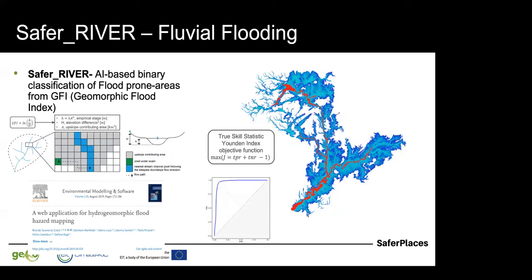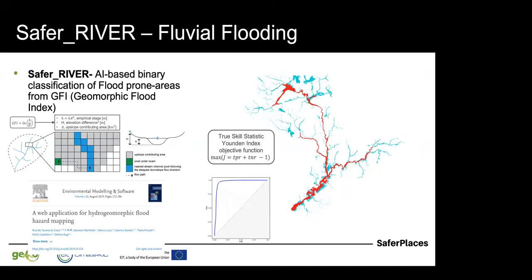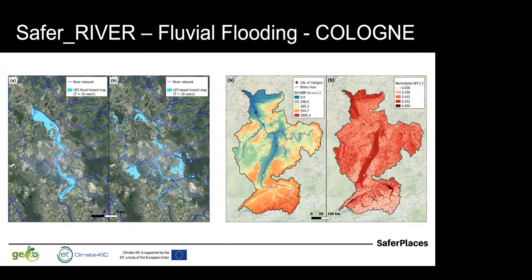The Safer River algorithm computes through an iterative approach the best thresholds that maximize a Youden function, in order to reproduce the best possible representation of a benchmark flood map, here represented in red. So the algorithm is very fast and in a few seconds can provide, for example, here in Cologne, flood hazard maps for large flood-prone areas.